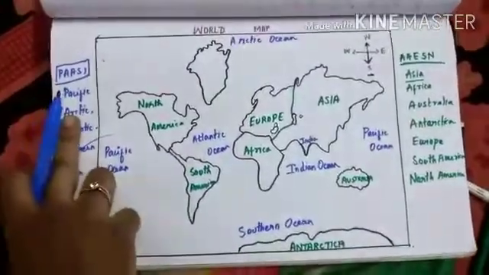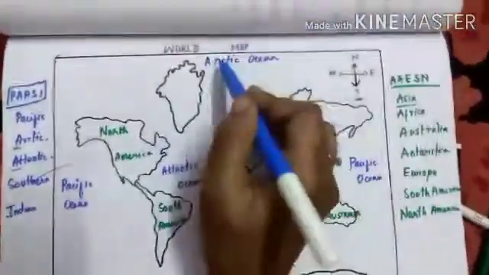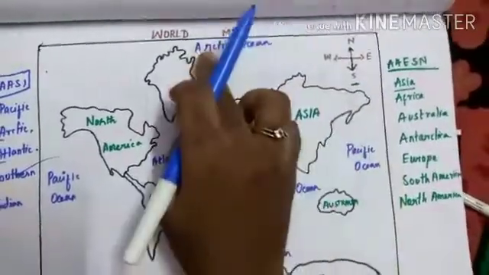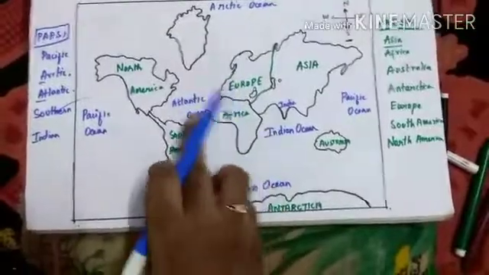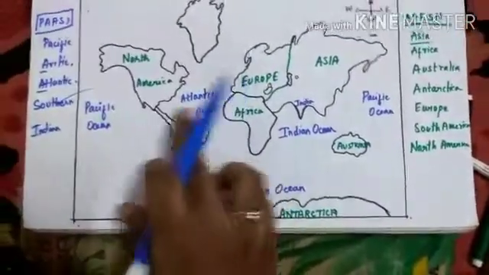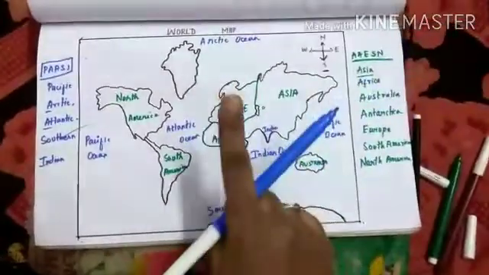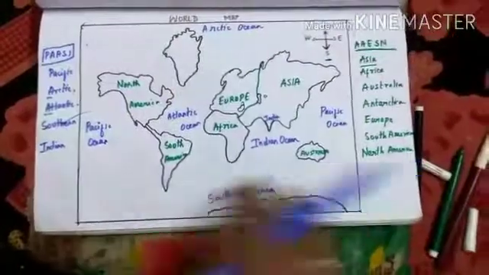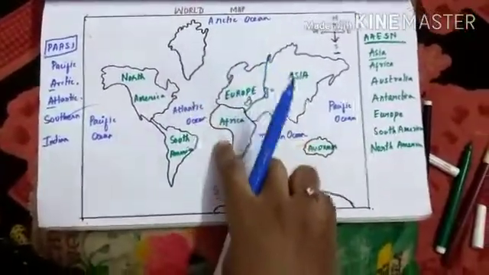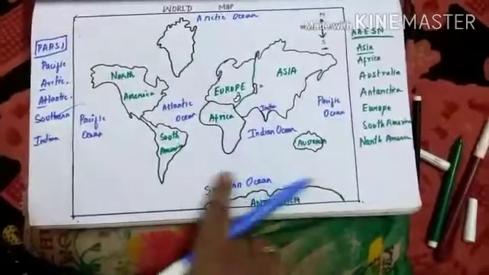Then we are going to mark the Arctic Ocean. At the top of the map is the Arctic Ocean. Come down and this small part is called the Atlantic Ocean. Southern Ocean, we are going to mark Southern Ocean. As I told you before, southern will come under the map, so we have to come down and this part is called Southern Ocean.